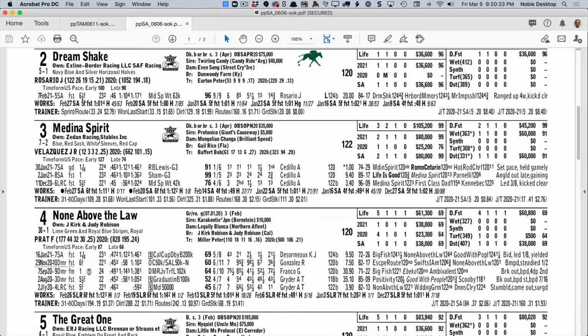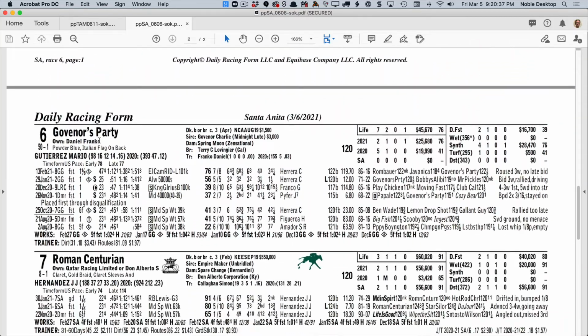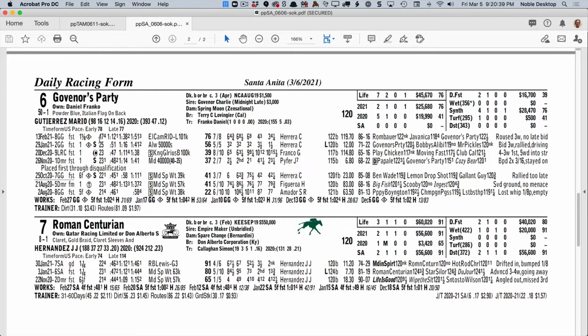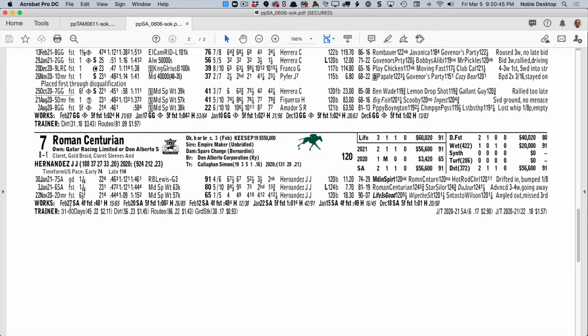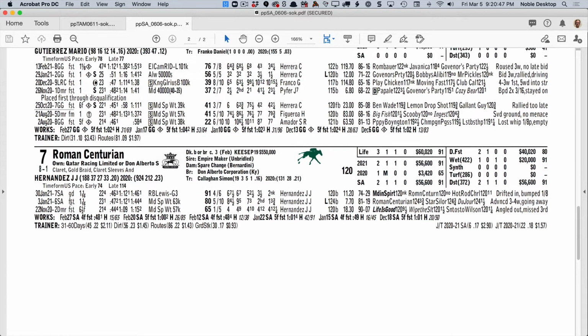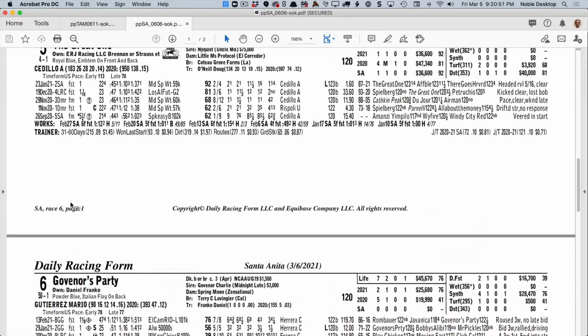Okay. And this horse is a good example. The Great One, he ran that monster race his last start, but he wasn't chasing Life is Good in that race. Right. So now he's very unlikely to be able to reproduce that effort if he tries to chase Life is Good in the early part of the race.